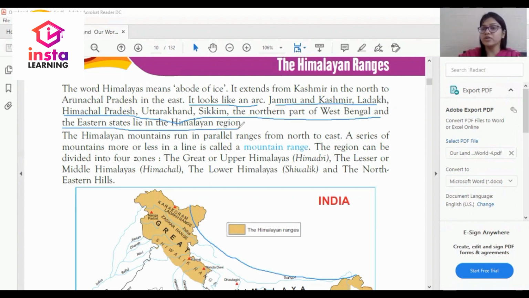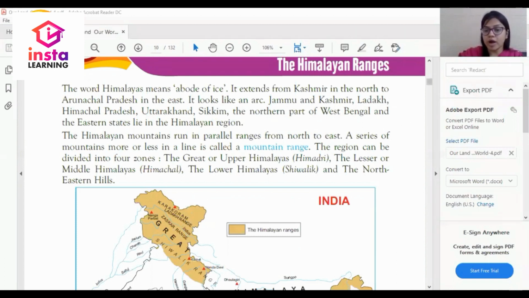Dear student, this is a very important question. Which states lie in the Himalayan range? The answer is Jammu and Kashmir, Ladakh, Himachal Pradesh, Uttarakhand, Sikkim, the northern part of West Bengal and the eastern states lie in the Himalayan region of India. This is very important that you should know, and as I have already shared the Himalayan range picture, it looks like an arc.